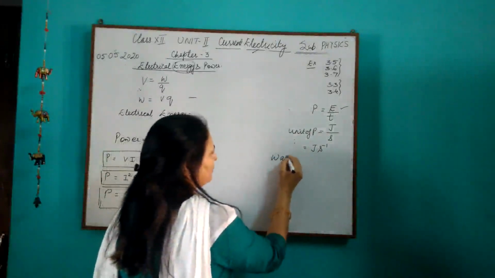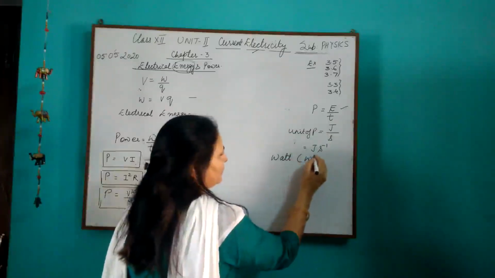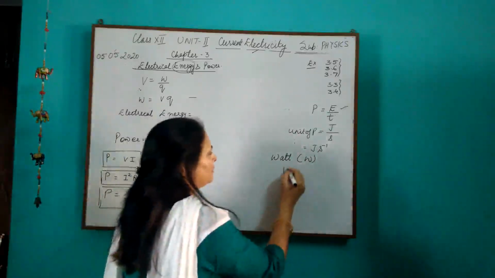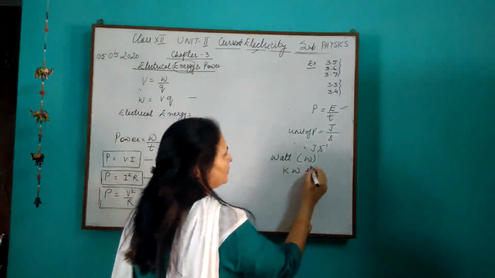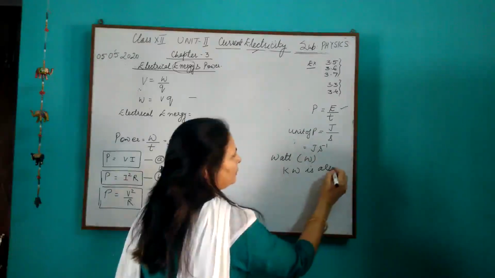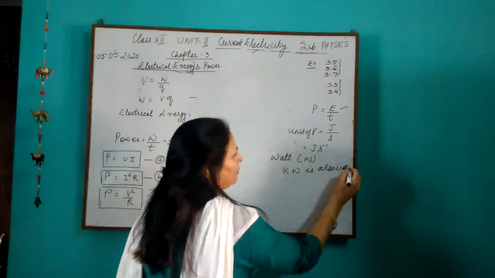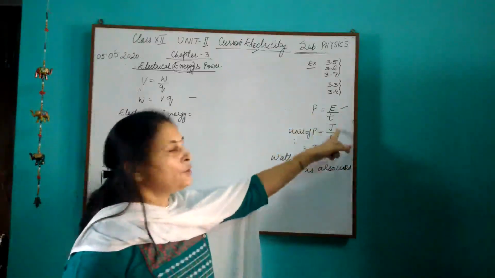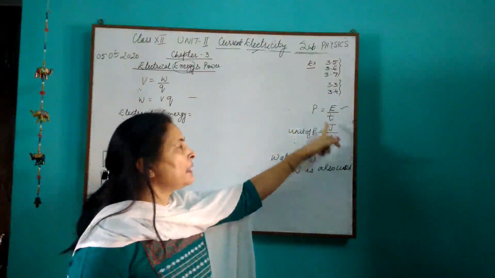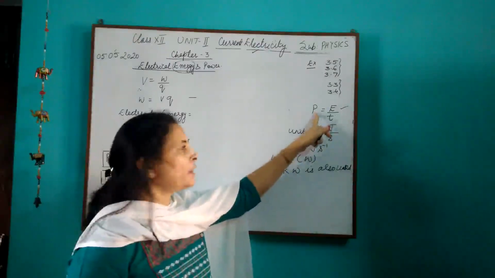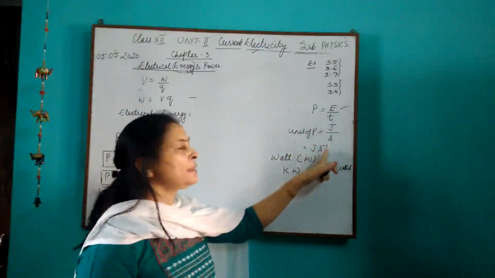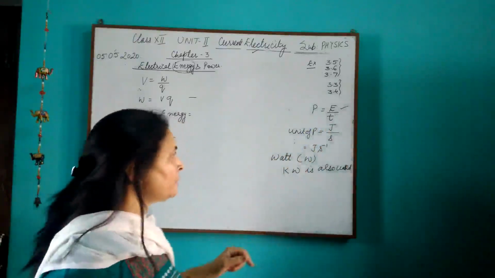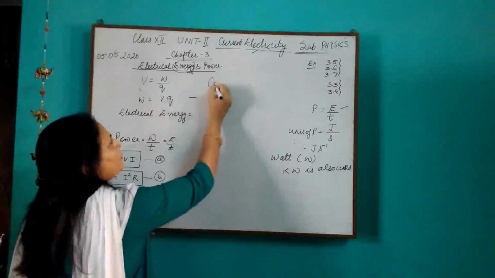Watt, denoted by W. A bigger unit, kilowatt, is also used. So for energy we are using joules, for time we are using seconds, and this gives the unit of power as joule per second, which is known as watt. There is one more thing, the commercial unit of energy.